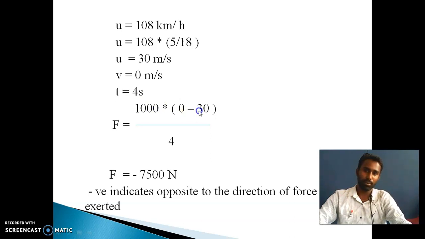So 250 into 30, 0 also present now, so 30. So that means 7500 Newton. This minus will come, plus into minus, minus will come.